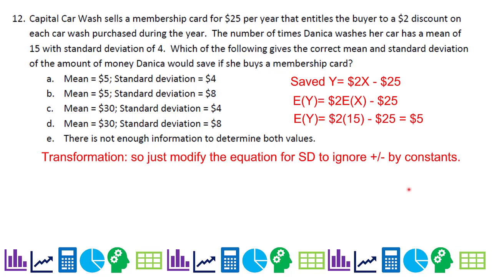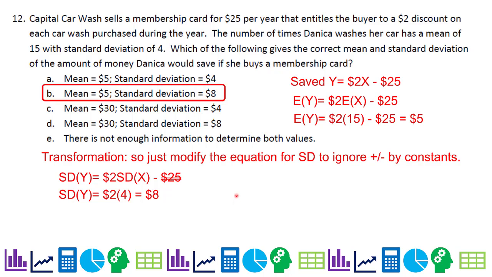Well, this is a transformation. I'm just taking my value and putting it through an equation. I'm taking the number of times washed and putting it in to figure out the amount saved. So we just modify the equation for standard deviation. This is much faster than doing variance, and we ignore plus or minus by a constant. It's the same equation, but for standard deviation, cross off any addition or subtraction by constants, plug in your value, and you're done. So it's not so bad when it's a transformation. Just remember to cross off that add, subtract.